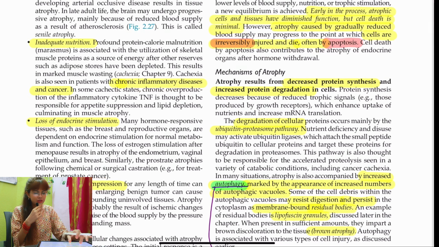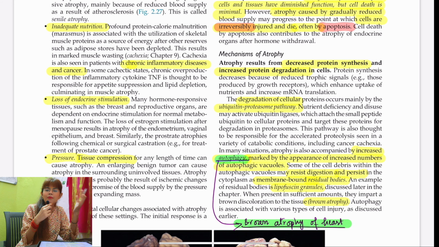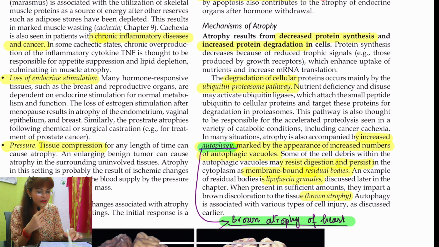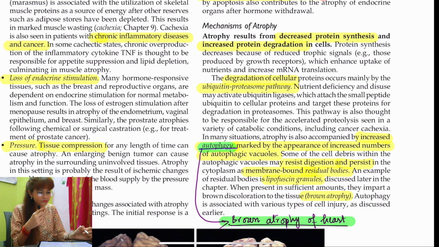Okay, now what is the mechanism of atrophy? There is a decrease in protein synthesis and an increase in protein degradation. So here just the opposite happens. Obviously the protein synthesis will decrease, and whatever protein is there will get degraded. Again, this degradation will happen by the ubiquitin proteasome pathway. Important.